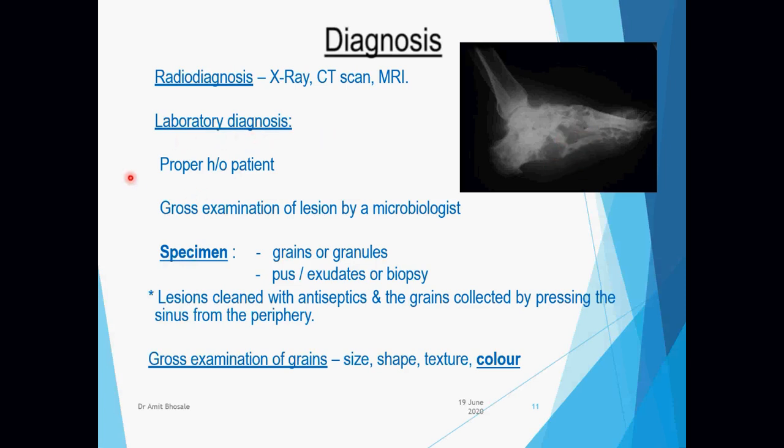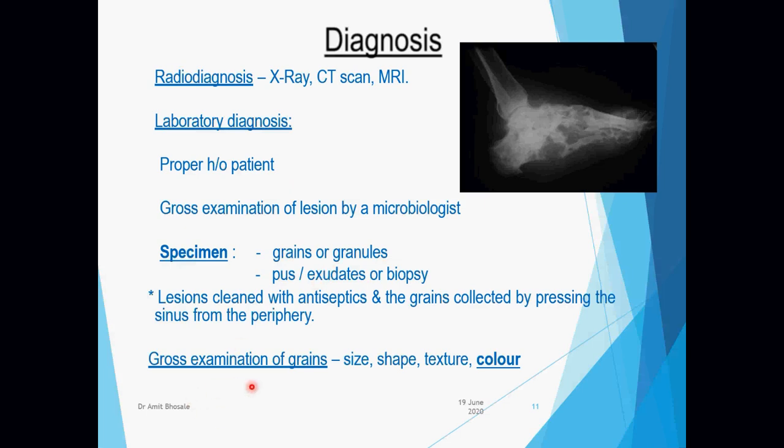Coming to the lab diagnosis, proper history of the patient should be taken first. Gross examination of the lesion is done by a microbiologist. Specimens collected are the grains coming out of the sinus, pus, exudates or biopsy. Lesions are cleaned with antiseptic, and grains are collected by pressing the sinus from the periphery. So the specimens mainly collected are grains and the exudate or discharge coming out of the sinus.